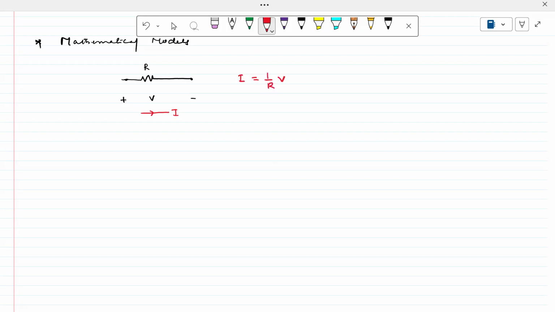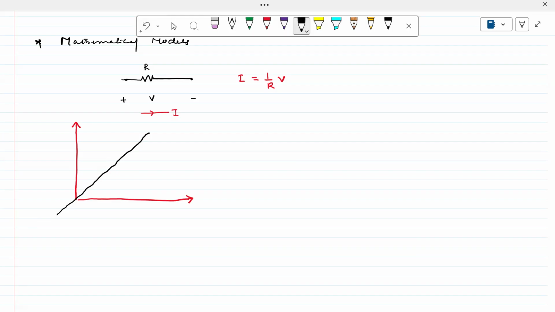This is the mathematical model. I'm not going to deal with how it came about. Simply remember that. So how will it be represented graphically? Something like this. As you can see, it is a linear relationship between I and V. If you increase the voltage across a particular resistance, the current increases. It's a linear element.